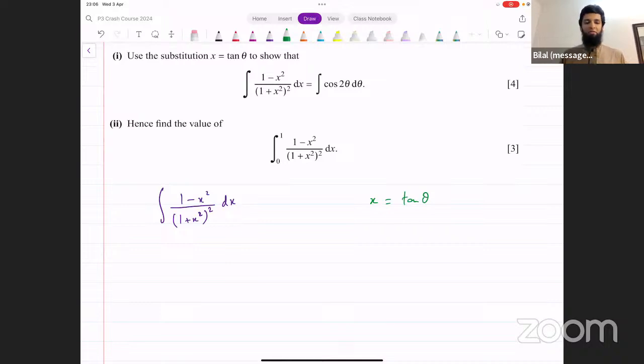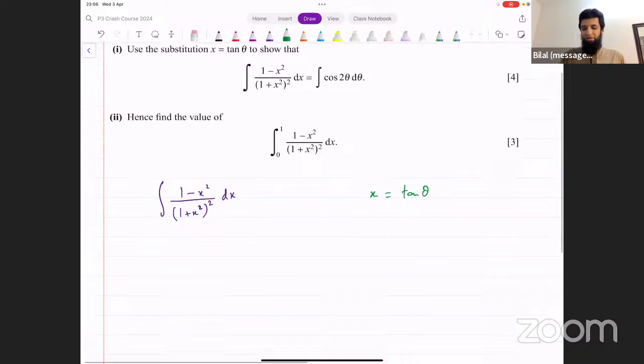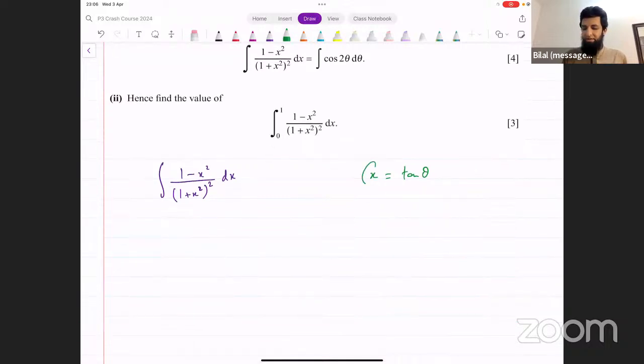Now, how do we start with the substitution process? The first step that we always have to do is we have to differentiate it. Let's find the derivative of x. Now, the variable on the right side is theta. So when we differentiate it, it's going to be dx over d theta. What's the derivative of tan with respect to theta? The derivative of tan is secant square. So dx over d theta becomes secant square theta.